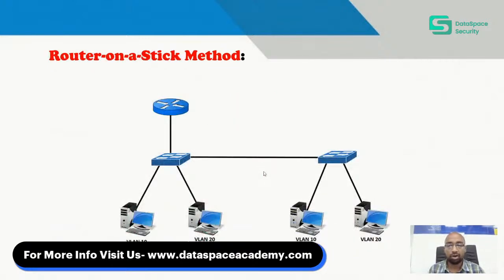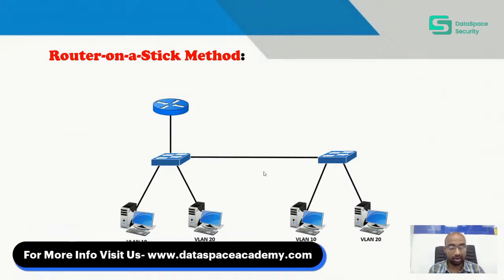Next is the router on a stick method. So what is the router on a stick method? A router configuration in which a single physical interface routes traffic between multiple VLANs on a network is called a router on a stick. This is the latest method, and nowadays every network administrator uses it. This method allows you to create sub-interfaces on the single port of a router. For example, if there are 10 VLANs, then unlike the traditional method, you do not need 10 physical ports on a router.